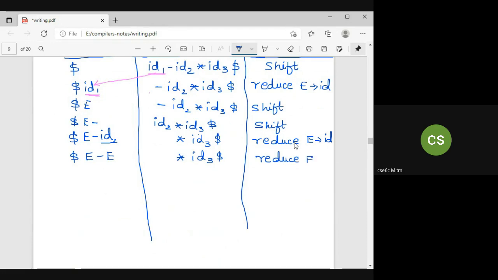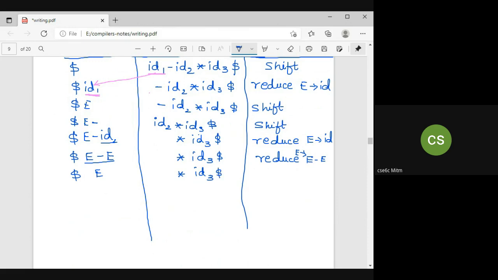Reduce E minus E. What goes to E minus E? E goes to E minus E. Okay, so what you'll do here: the dollar, this entire thing will be replaced by E. What remains here? This much will remain.